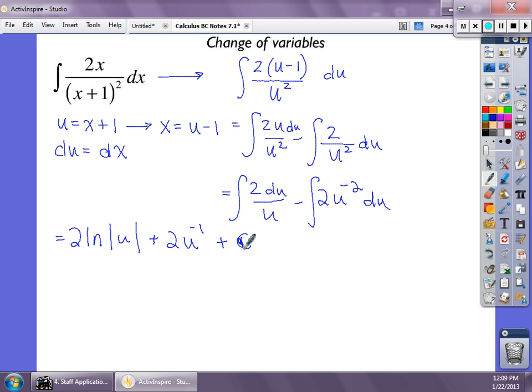So resubstitute our u's now. 2 times the natural log. I do need my absolute value because x plus 1 is not always positive, plus 2 over u to the first power, x plus 1, and then we have plus c.